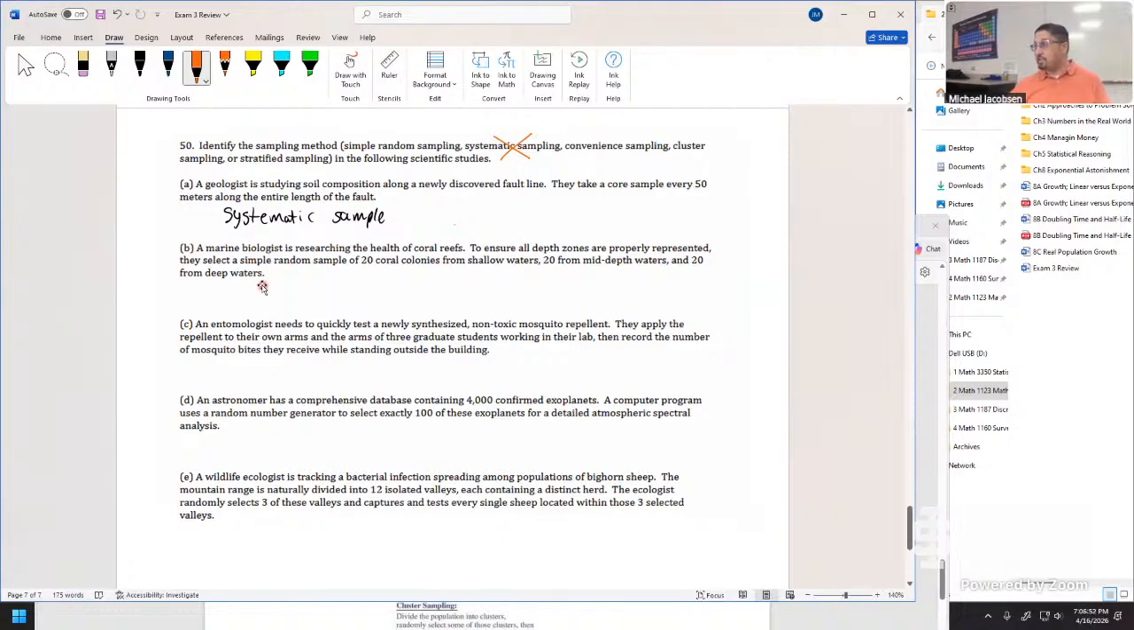So for the next one, it says, a marine biologist is researching the health of coral reefs. To ensure all depth zones are properly represented, corals can be at different depths and they have different diversity based on them. They select a simple random sample of 20 corals from shallow waters, a random sample of 20 from mid-depth waters, and a random sample of 20 from deep waters.